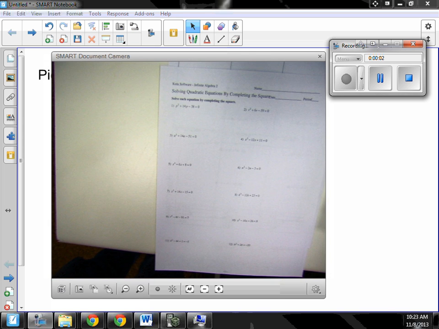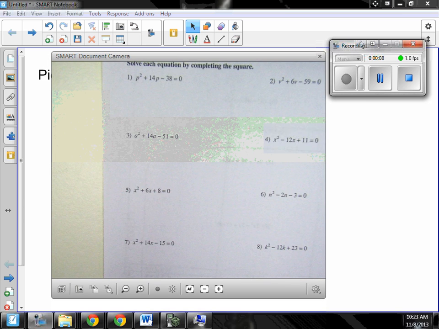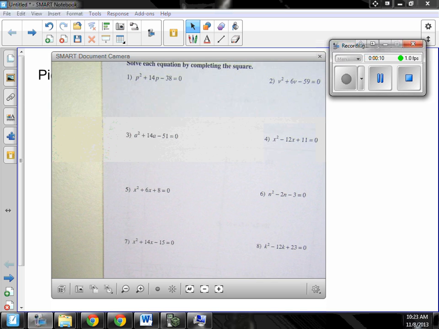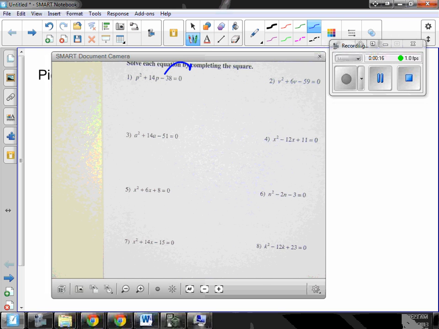I'll work a couple of these problems for you, and then you'll have the remainder of class to finish it up. So we are completing the square. A lot of these will probably factor, but you need to complete the square in all of them. The first step is always moving the constant to the other side. So that would give us p squared plus 14p, leave a space, equals 38.